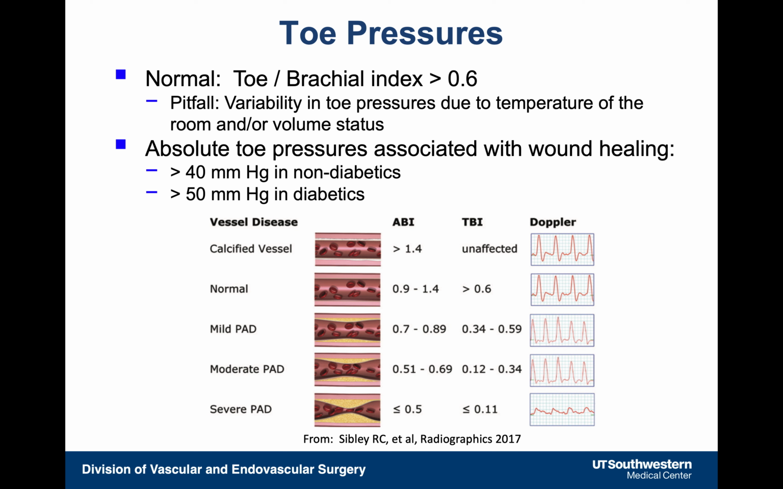Whereas in a normal vessel that collapses like it should at an appropriate pressure, and you get an ankle brachial index between 0.9 and 1.3 or 1.4, you'd see a toe brachial index greater than 0.6. But as you get progressive PAD, you'll see a diminishing toe pressure and therefore diminishing toe brachial index, as indicated in these examples in the bottom three panels.